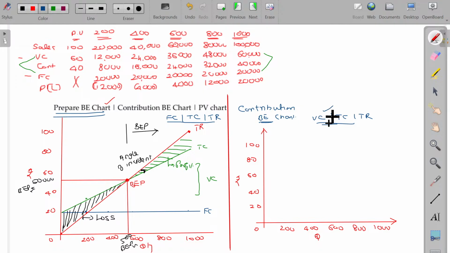In contribution chart, first you have to draw the variable cost only. So here, the variable cost starts with what? 12,000 rupees at 200 units. Definitely, if you don't have any production, the variable cost is 0. If you produce 1,000 units, the total variable cost being 60,000 rupees, probably here. Now I am connecting these dots, and this will be called as variable cost. After that, what we have to do? I have to add fixed cost with that to get the total cost. Okay, this will be variable cost.